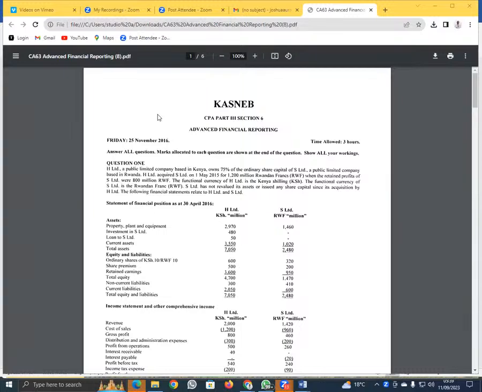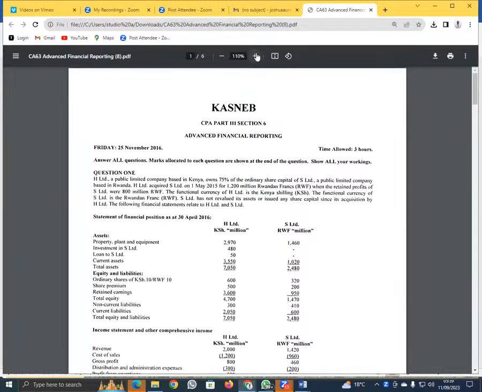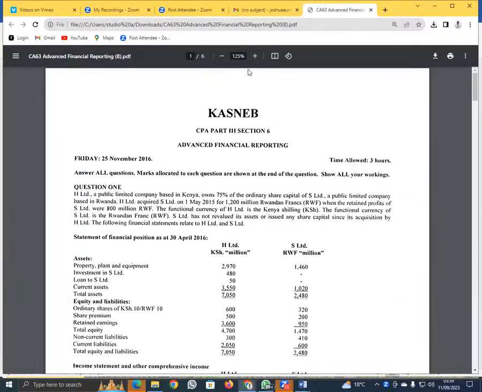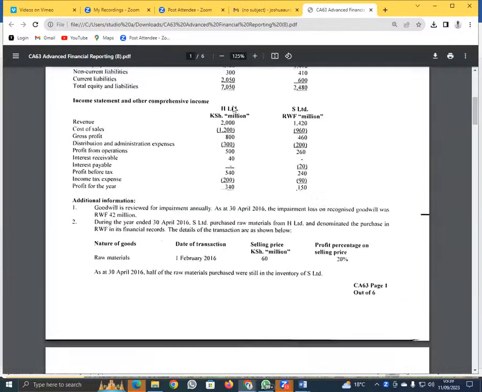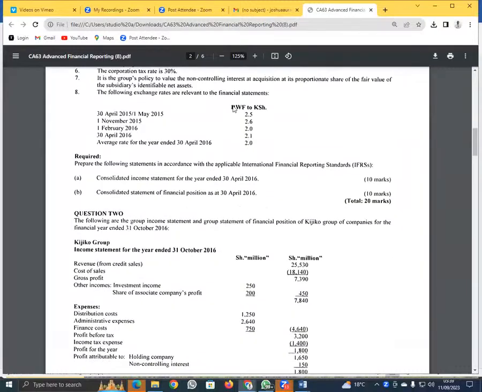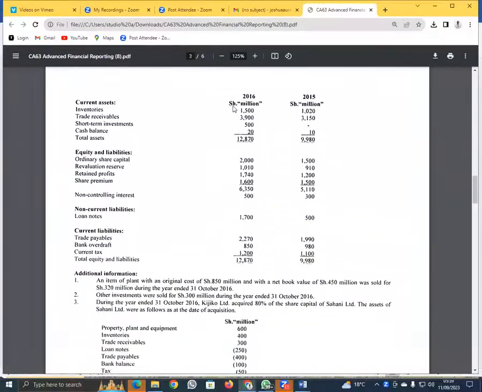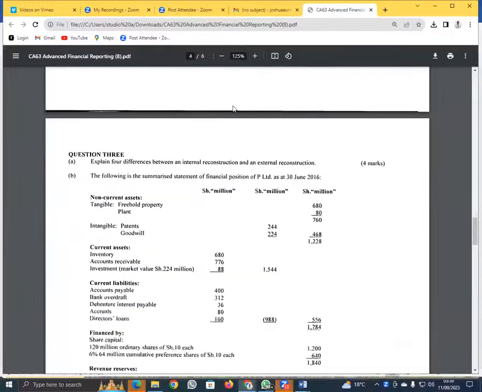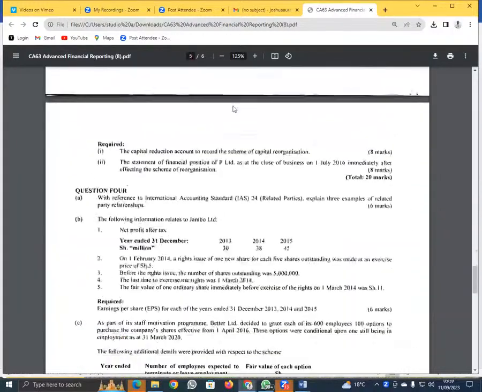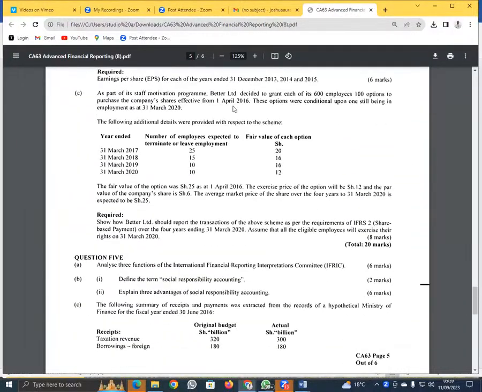Great. So PDF expanding, this is very easy. So it's November 2016. Question number 4C.